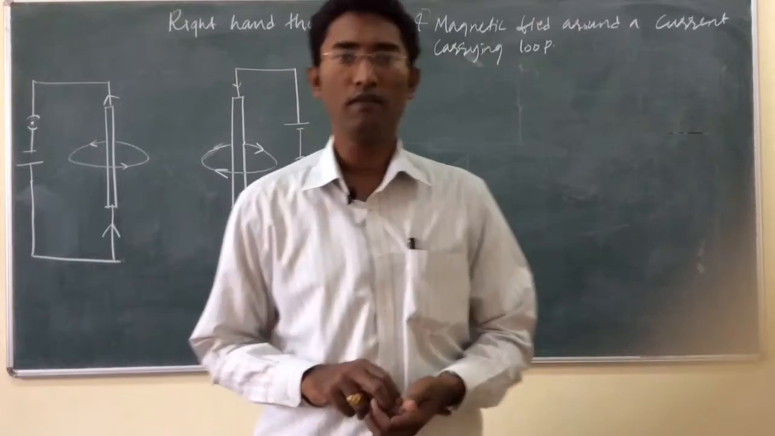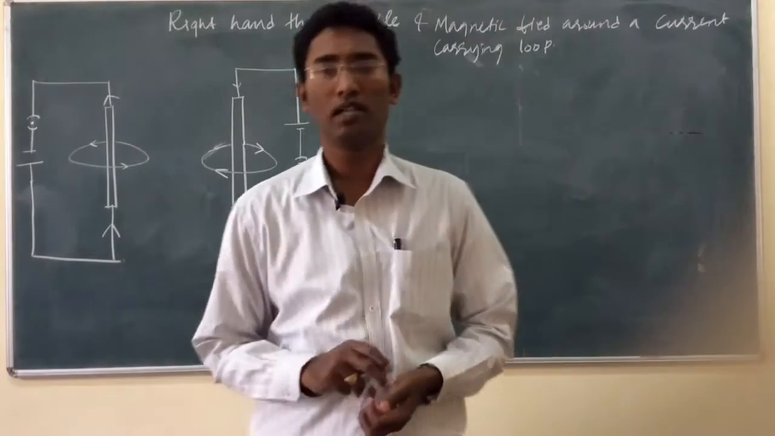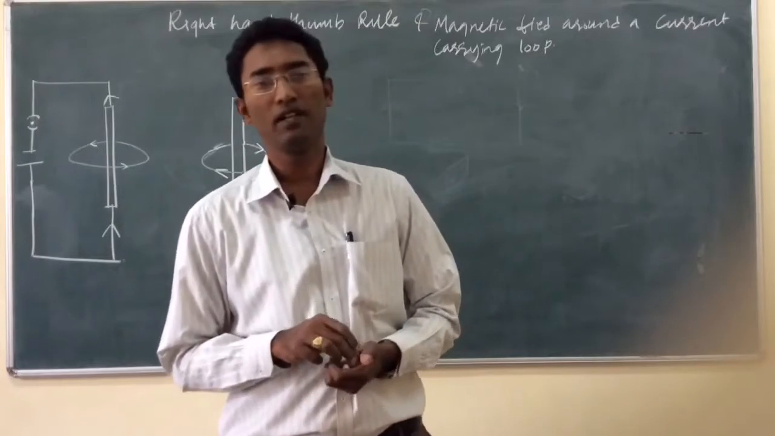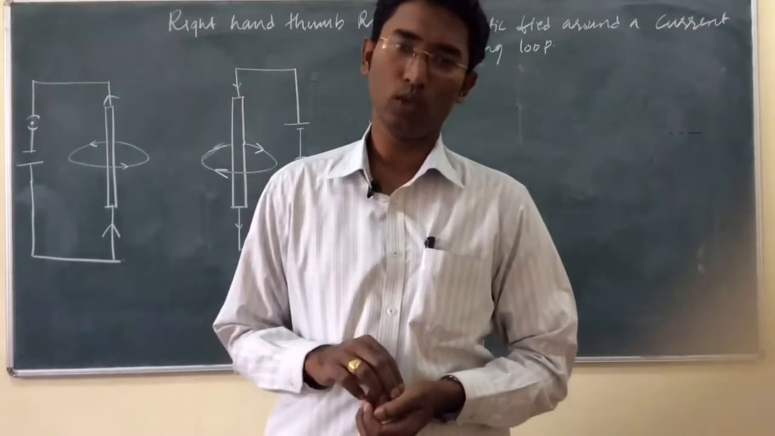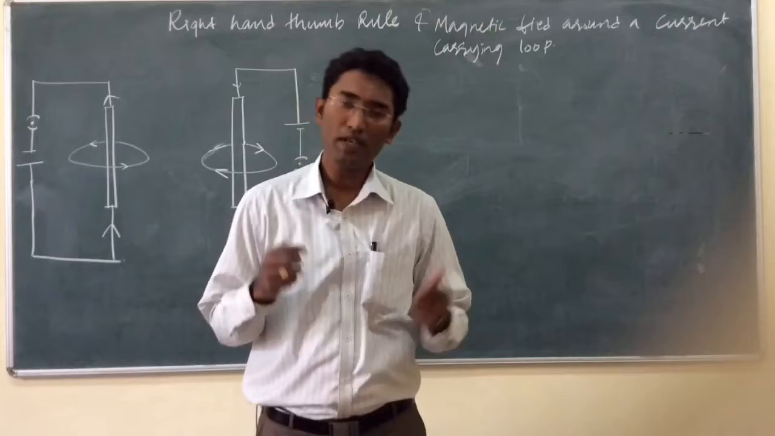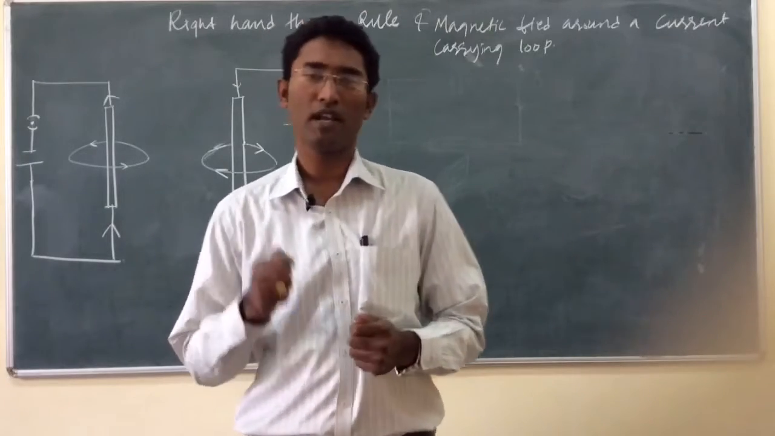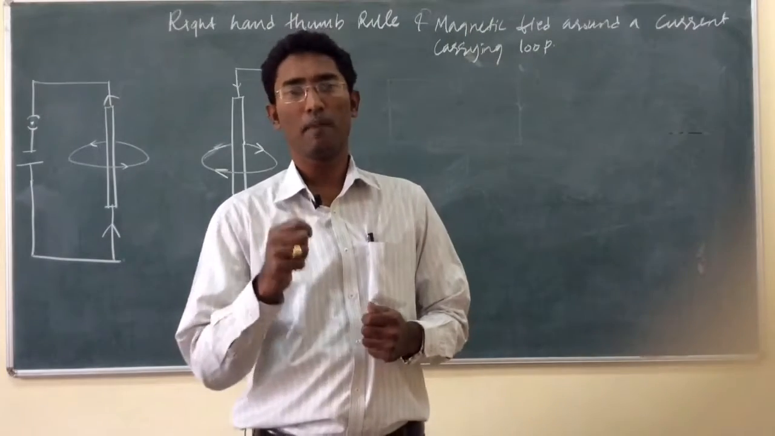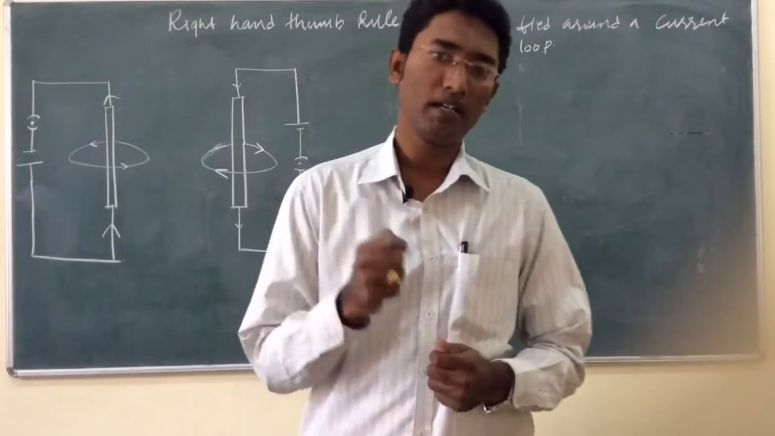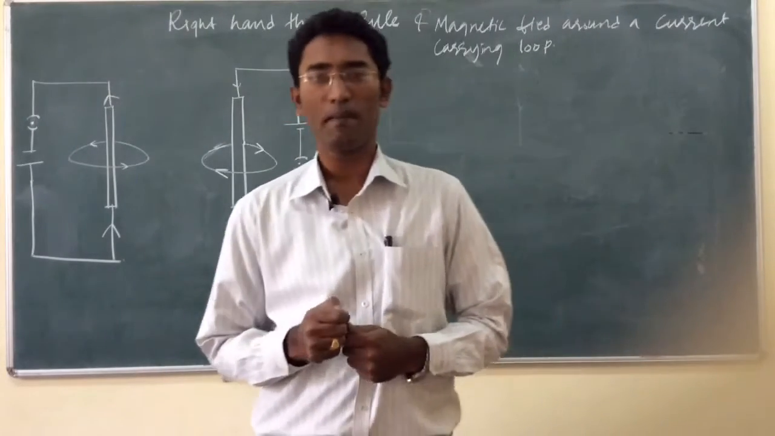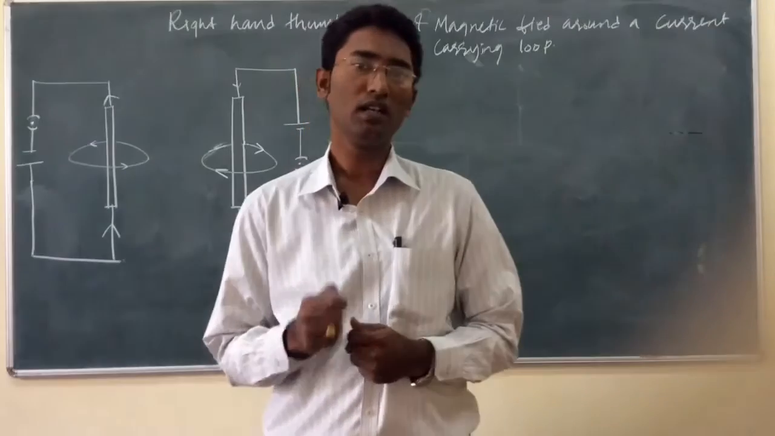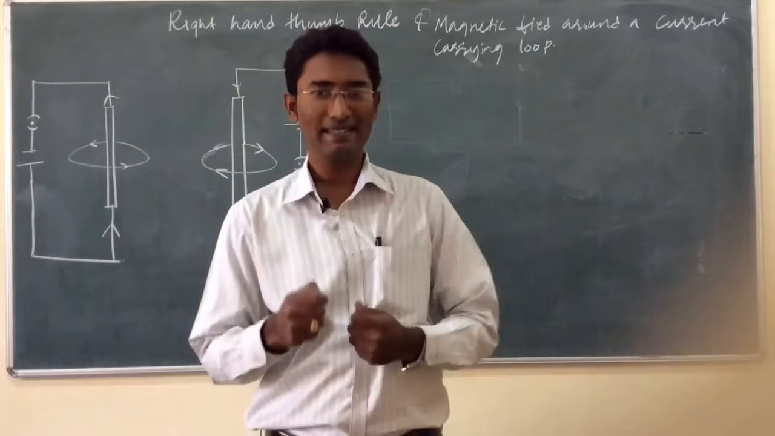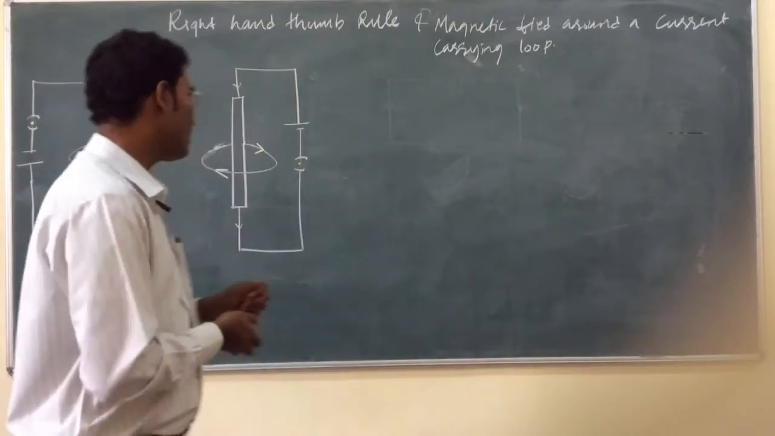Hello students, today we will see the right hand thumb rule and the magnetic field, the pattern of a magnetic field which is produced around a current carrying loop. So let us see that. We have seen in the past that whenever electric current passes through a conductor, it produces a magnetic field around it. But what is the nature of the magnetic field which is produced around a current carrying straight conductor? We shall see. Now look at this circuit.